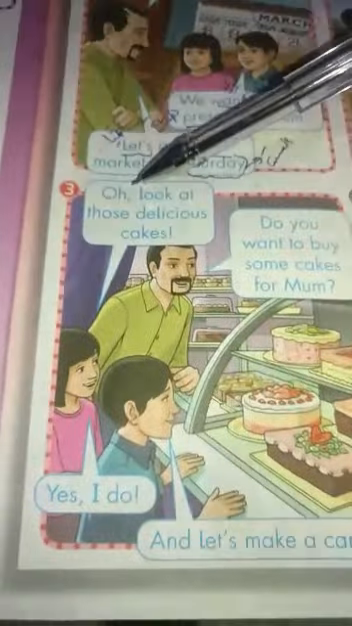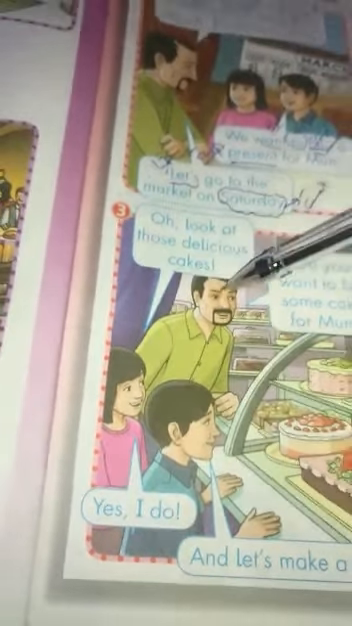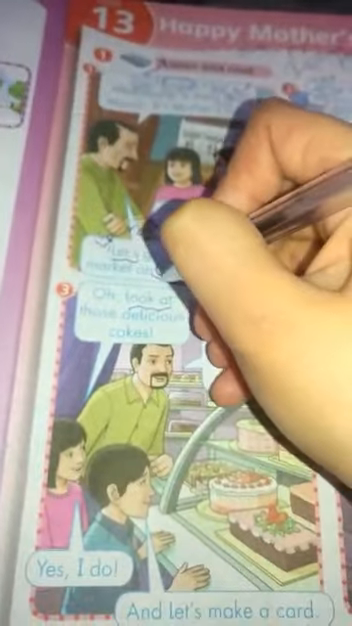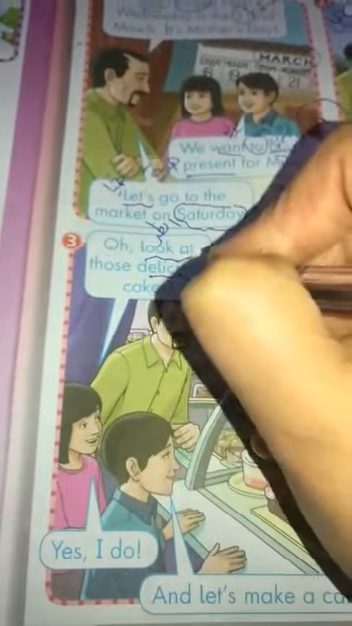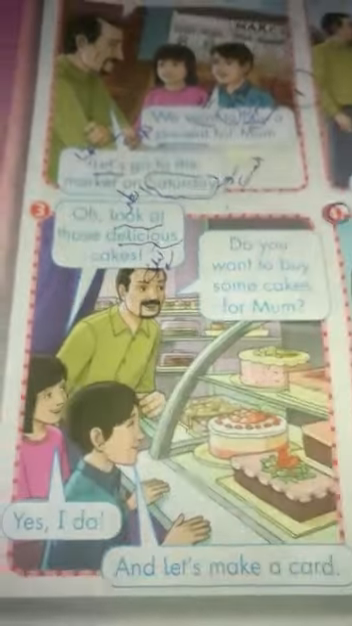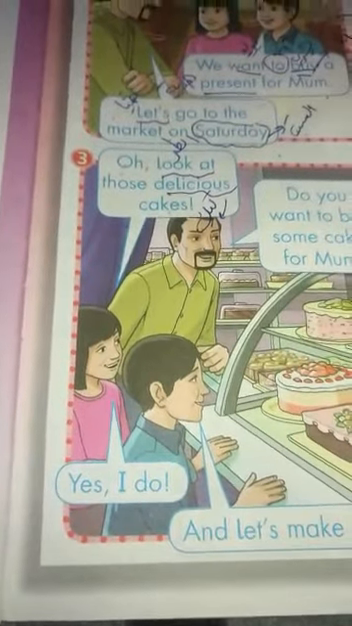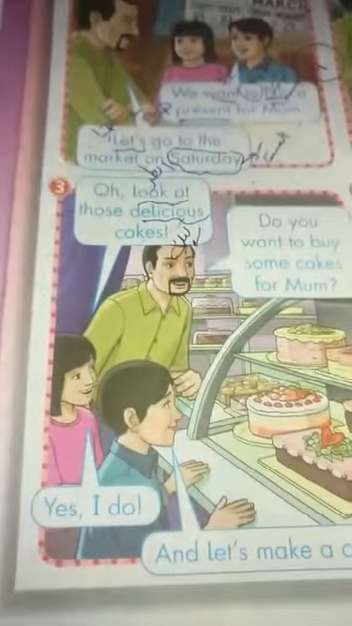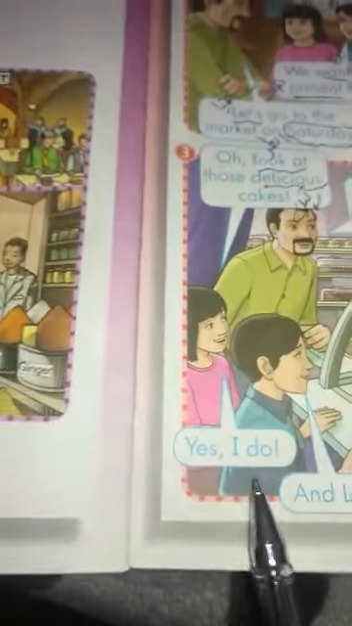Listen. Oh, look at those delicious cakes. Look at. What's the meaning of look? Those delicious cakes. Are the cakes delicious? Yes, they are. Do you want to buy some cakes for mom? When I ask someone if they want to do something, I say: Do you want to? Yes, I do.